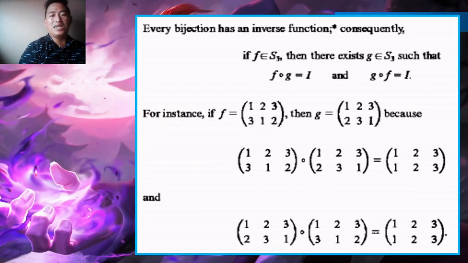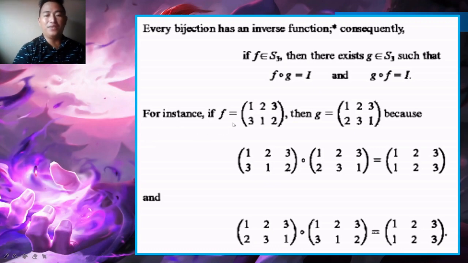So, every bijection has an inverse function. Consequently, since the permutations are bijections, if F is an element of S3, then there exists a G element in S3 such that F composed G is equal to I and G composed F is equal to I. So, it goes back and forth. The answer is always the identity. So, therefore, G is the inverse of F and F is the inverse of G; they are inverses of each other.